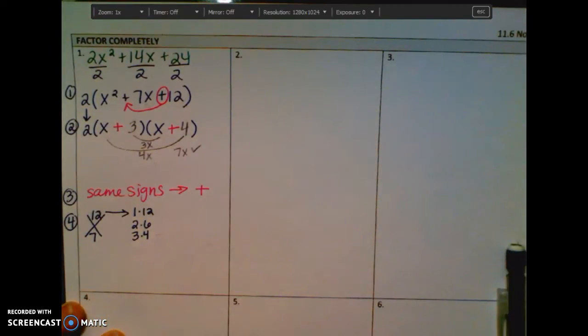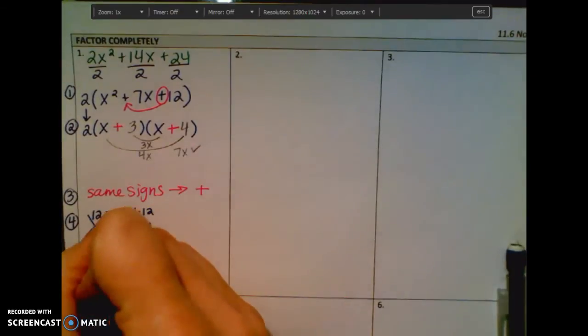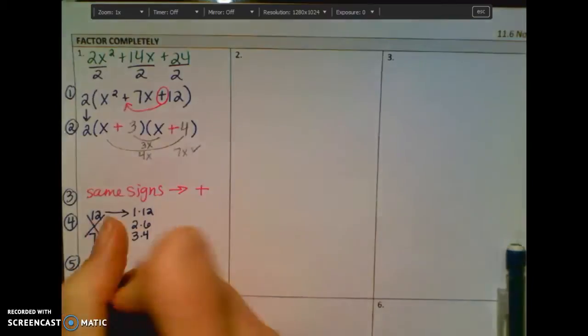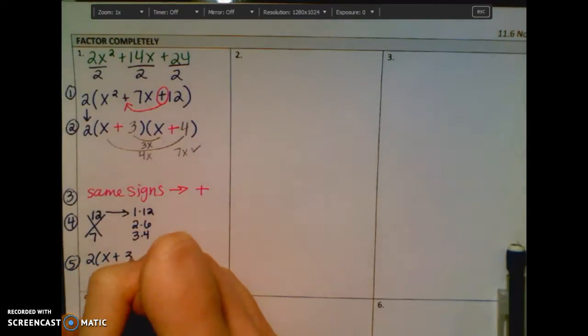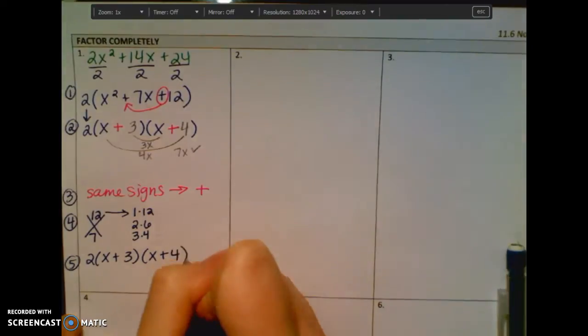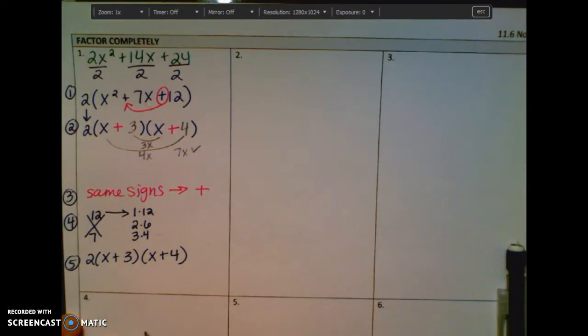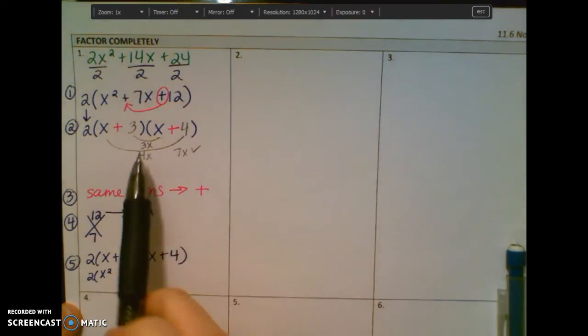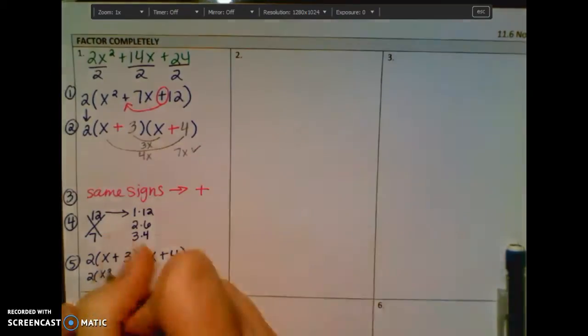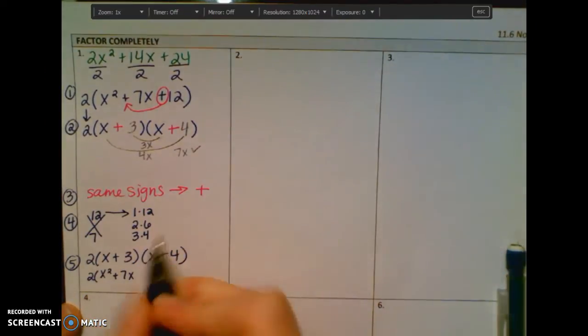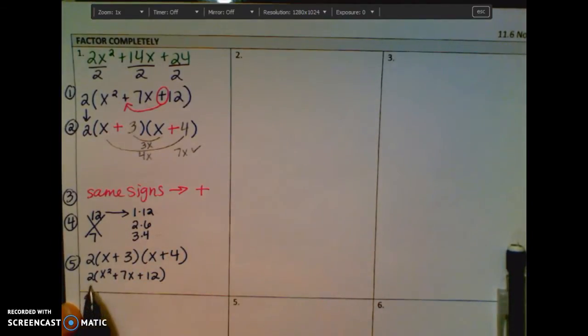So now we can write out our answer. Number 5 is we write out our answer, and then we need to double check it. So we have 2 times x plus 3 times x plus 4. And before I box that out and say, yes, this is the answer, I want to multiply it out just to see if it's correct. So I have 2 times, I'm going to go ahead and distribute that out. So that's going to be x squared. We already said that when we distribute the x's to both of the constants, we get 7x. And then 3 times 4 gives us 12. Now if I distribute that 2 to each of them, I have 2x squared plus 14x plus 24.